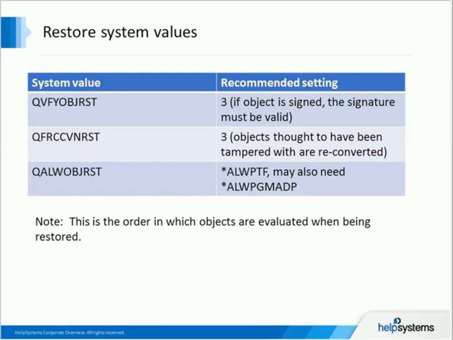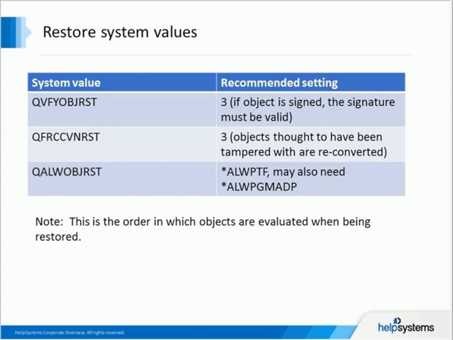Okay, the next one is force conversion on restore. And again, the recommended setting of 3 says if the operating system thinks the object has been tampered with, then reconvert it. So what could happen? In a program object, somebody may insert a machine instruction that only the operating system or only IBM should be allowed to run, and create programs that run this machine instruction. So if somebody has attempted to do that and then restores that object, the operating system is going to detect that it has been tampered with, and that program would not be able to run.